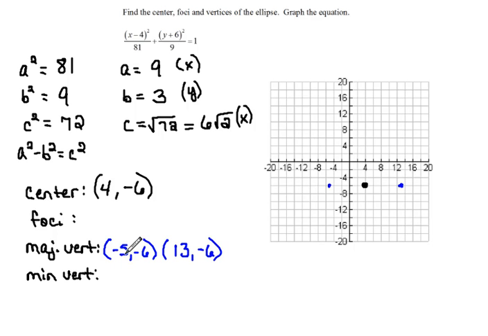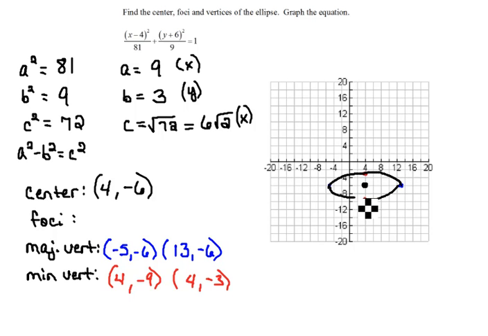Now for our minor vertices, they are going to be b units from the center, and this time that's in the y direction, so I'm going to go up 2, 3, and down 2, 3. And then name those points. So the bottommost one will be the point 4, -9. The top one will be the point 4, -3. So there's my ellipse right there.